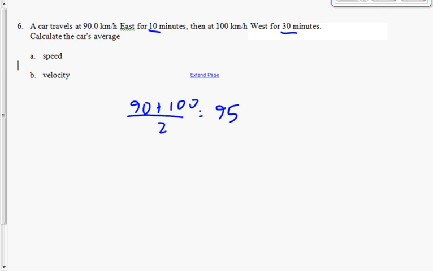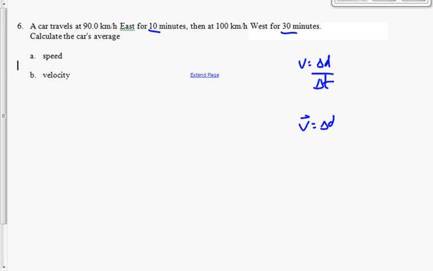Look, if we want to find the average speed, then we need to get the total distance, right? Because speed is distance over time. The average velocity is displacement over time. So we've got to be able to get the total distance and the total displacement here in order to solve these questions. Now let's break it down into two sections because we were going at 90, then at 100.